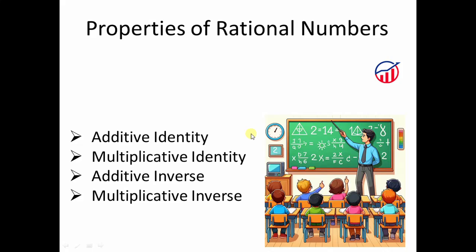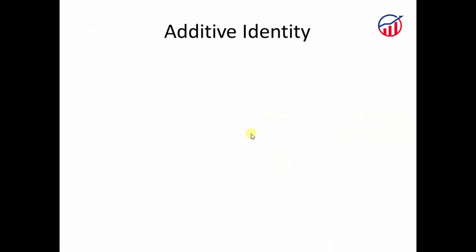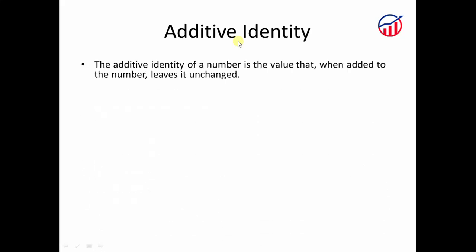Let's move ahead and understand the various properties of rational numbers as we can see in the slide above. So the first property of rational numbers that we are going to learn today is the additive identity. So what does it state? The additive identity of a number is the value that when added to that number leaves it unchanged. So what it means is, for any rational number a upon b, the additive identity is 0.